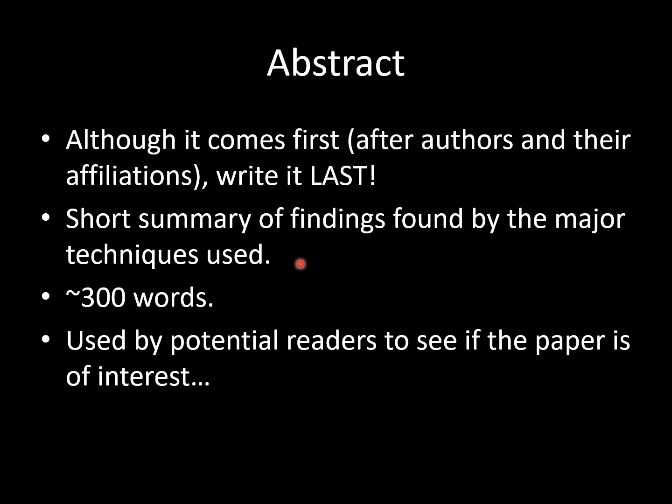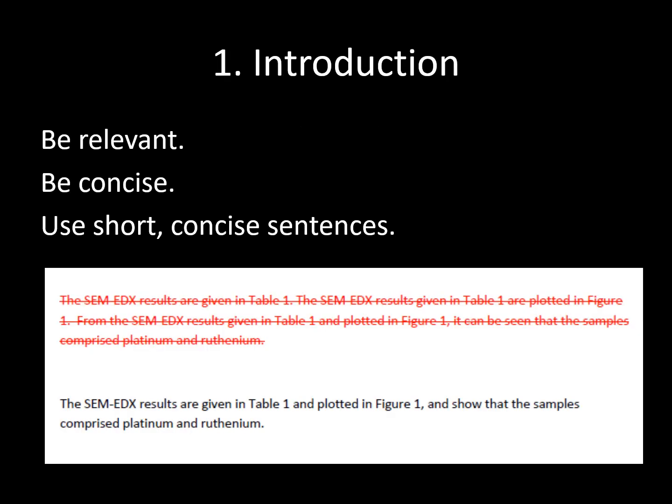Basically, the abstract is a short summary of the findings found by the major techniques used. It's about 300 words. You might have more or less depending on what you're trying to do, but usually it's about 300 words. And what is it for? It's used by potential readers of the papers to see if the paper is of interest. Some people might not get past the abstract. If it's a bad abstract, they might not even get through the abstract.